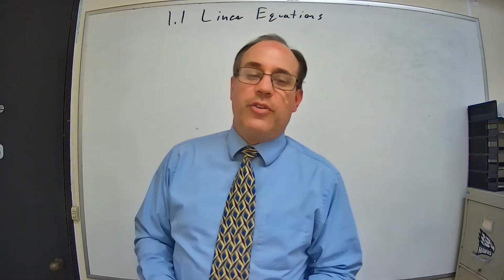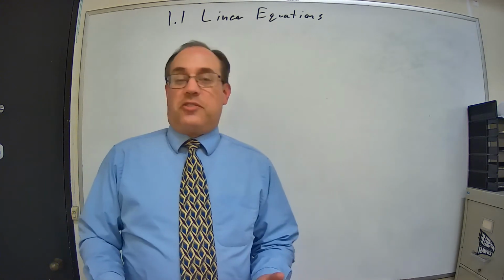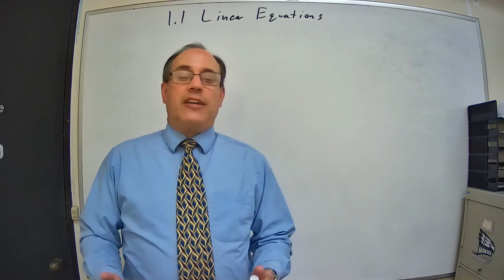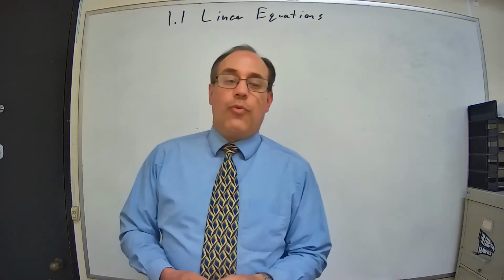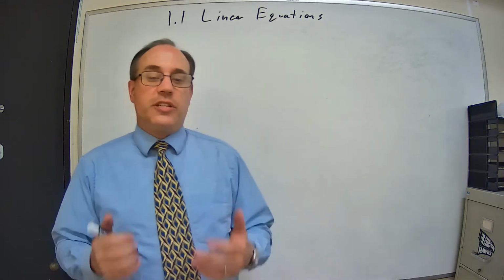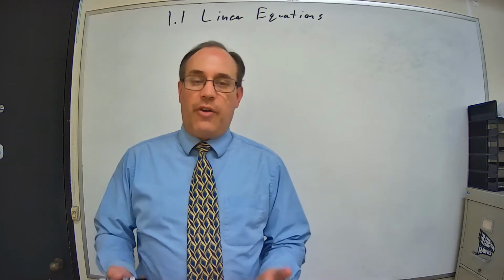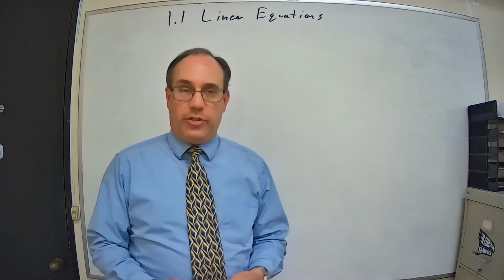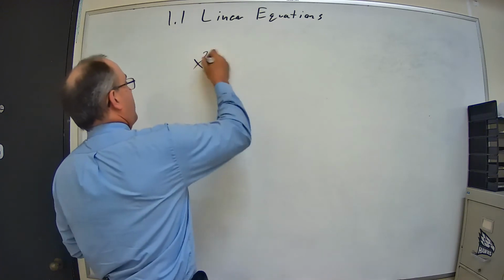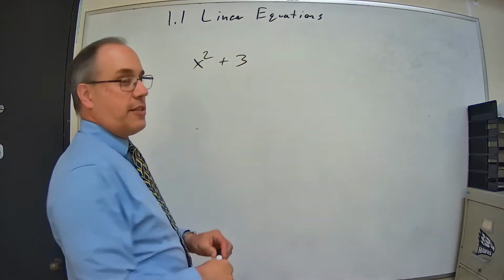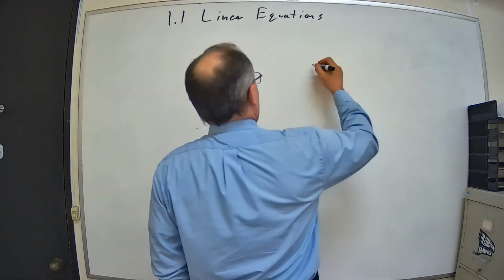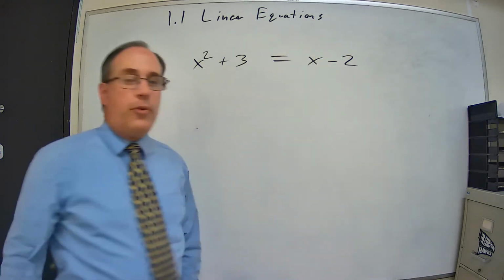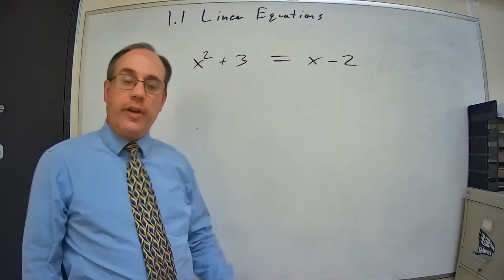So now we're going to talk about linear equations, but to start with that, what is an equation? Because we've dealt with radical expressions, we've dealt with rational expressions. So an equation is just a statement that two expressions are equal. So as soon as you put an equal sign in there, we now have an equation. You could have an expression x squared plus 3. That's an expression. You can have another expression x minus 2, an expression. As soon as you put equals and say those two expressions are equal to one another, now we have an equation.